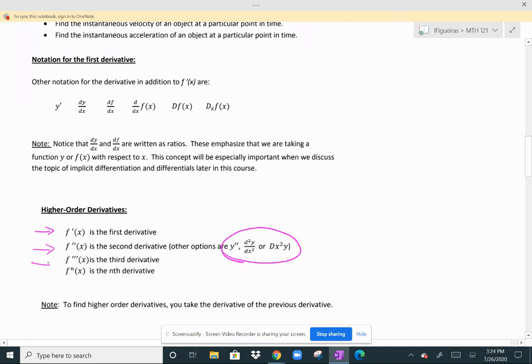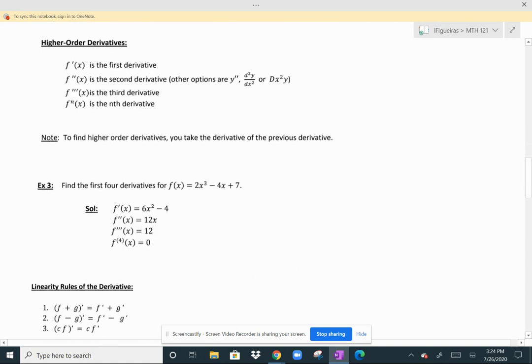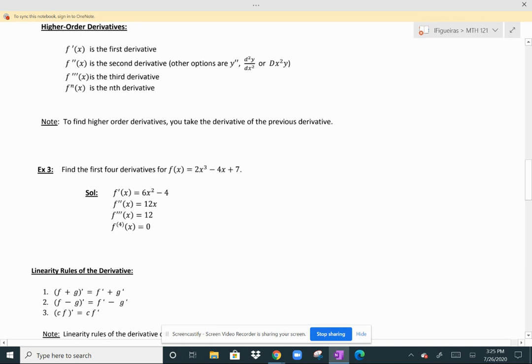And then we have f triple prime, which could also be written with this other notation. Anything other than the third derivative would have a little number in the upper right-hand corner. So this is the nth derivative of f. If it's the fourth or fifth derivative, you would just put the appropriate number there. So those are the different notations, and we flip-flop between different types of notations.